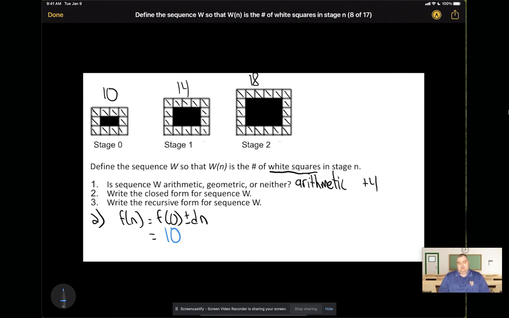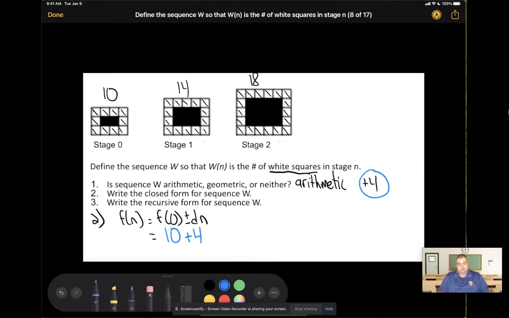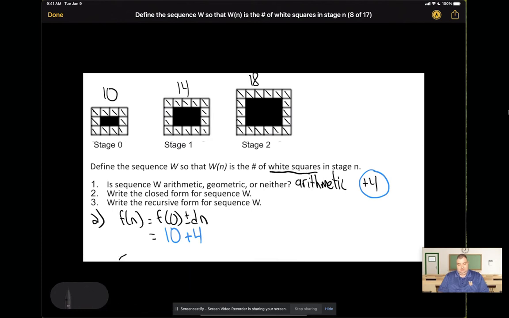This is an increasing sequence, so we're going to use plus. D is our common difference. What is our common difference? Well, we already said that was adding 4. So plus 4 times n. So number 2, write the closed form for sequence W. That's going to be 10 plus 4 times n. Okay, so that's number 2.